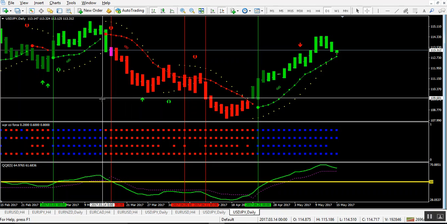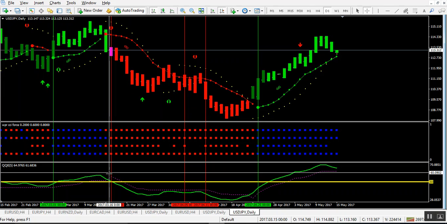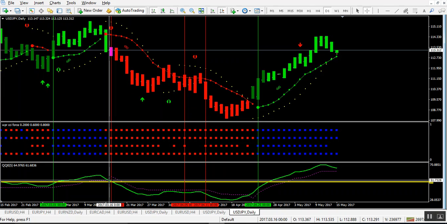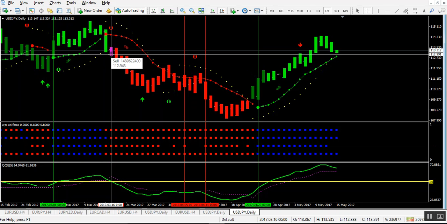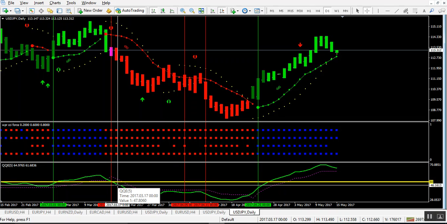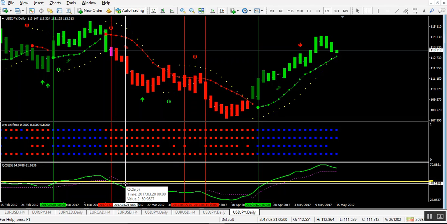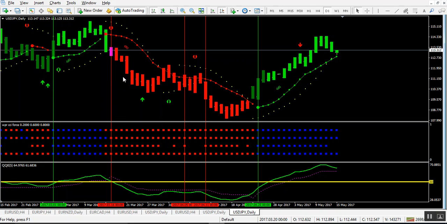When, such as over here, which wasn't very long, it crosses below its signal line but it's above the 50, the bars will be magenta. When it crosses below the 50 and it's below its signal line, the bars will be red. Pretty easy to understand there. And the thought is, you sell when the QQE crosses below its signal line, below the 50, or close to it, and you buy the opposite.